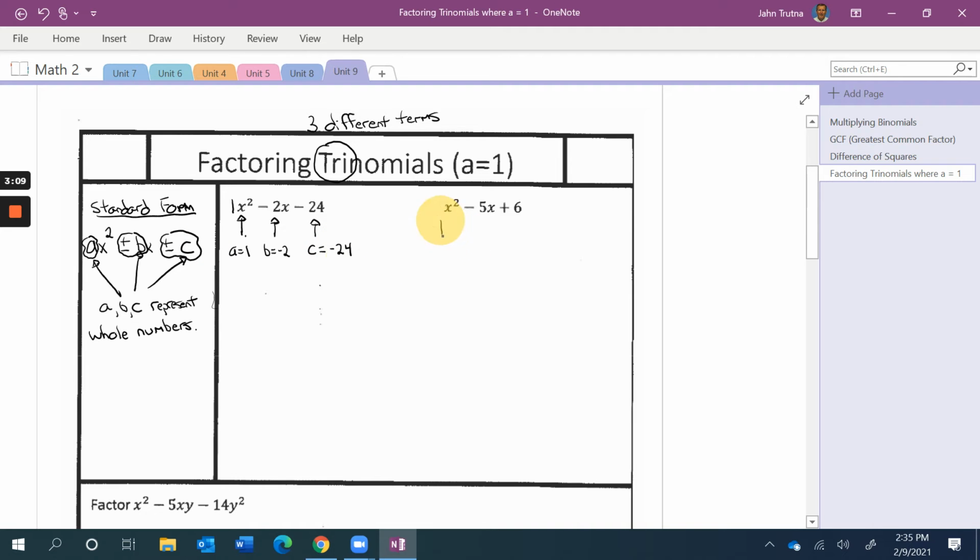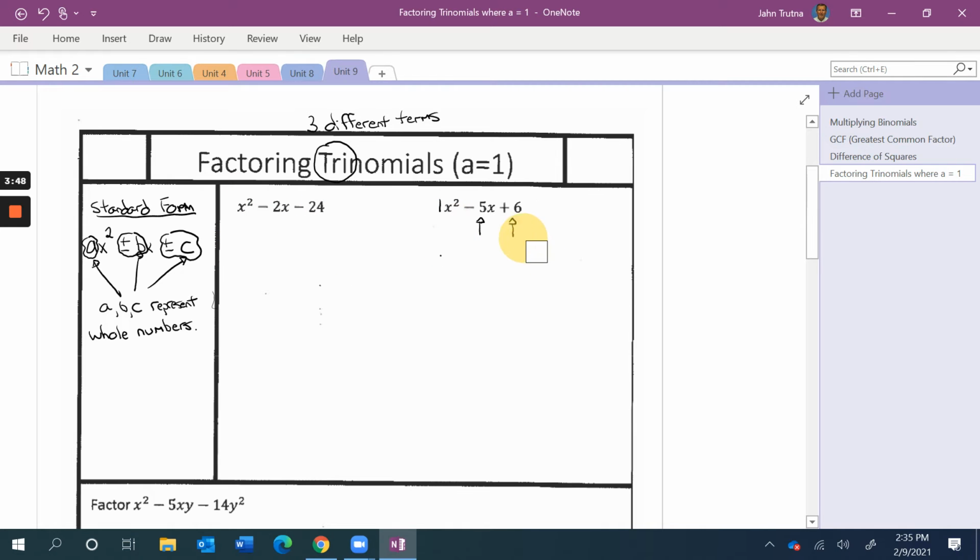If I went over to x squared minus 5x plus 6, the a value would be positive 1. Why? Because there's a 1 in front of the x squared. The b value would be negative 5, the number always in front of the x part. And the c value would be 6. The c value is your constant, that's what c stands for, the number that has no variable by it. So in all of the problems that we're doing today, every single one of them is going to have an a value of 1.